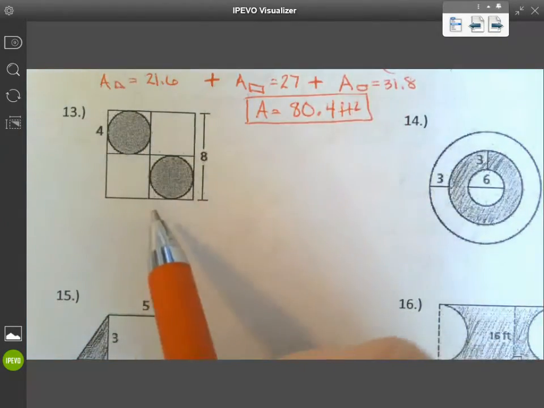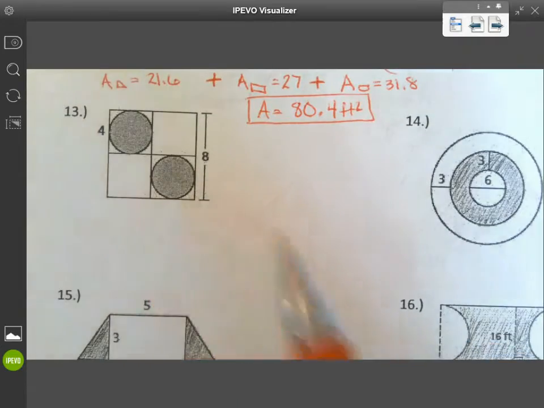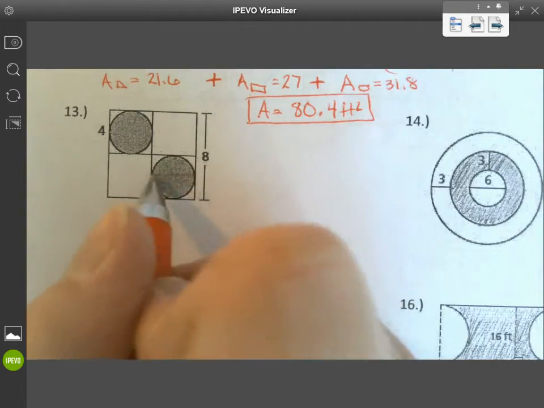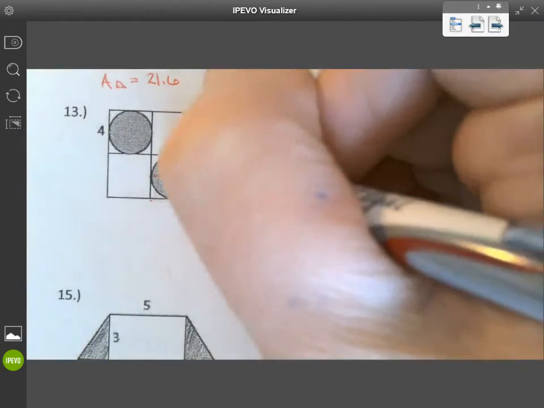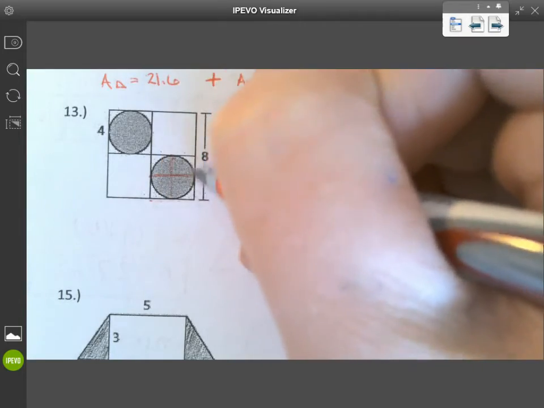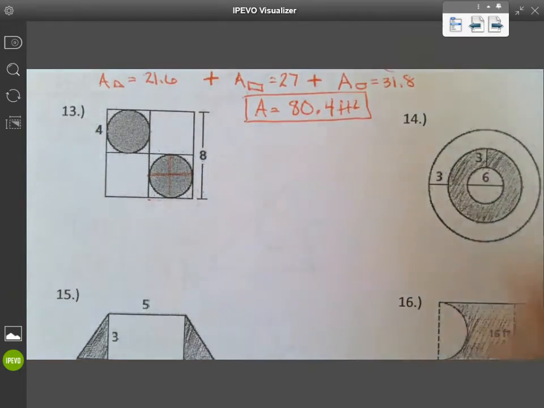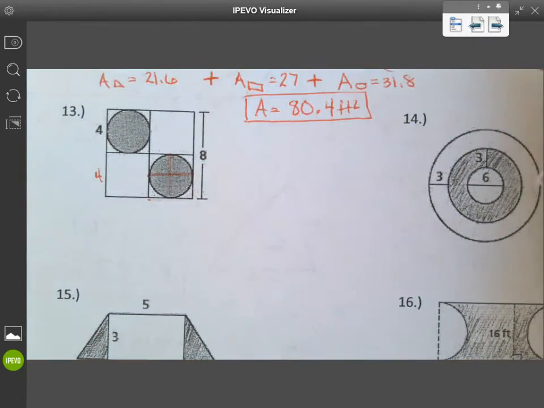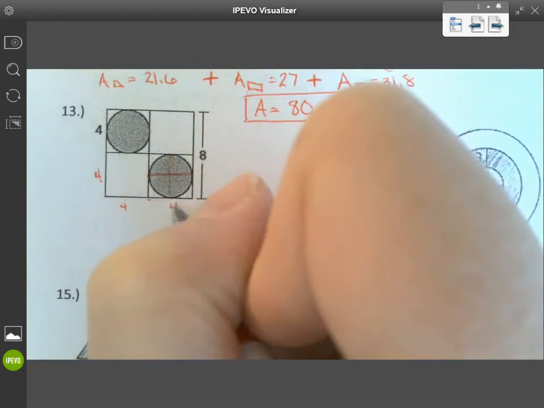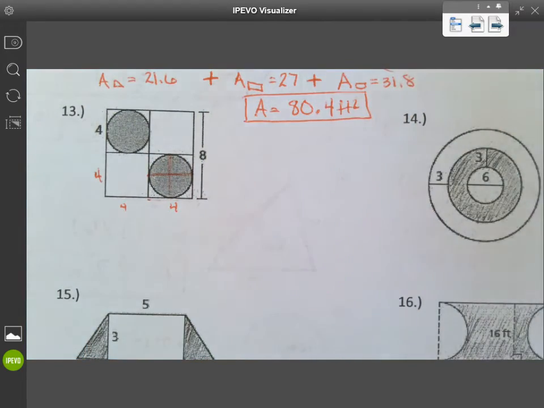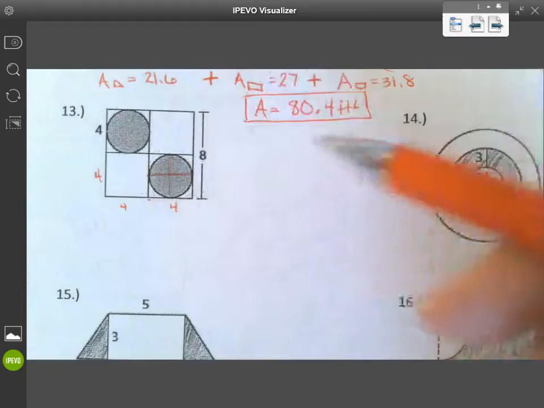So if this is a circle, it could only be inscribed in a square because it has to be the same distance across. This right here is the same distance as the base of your square. And this would also be the same distance as the side of your square. Now, if the whole thing is 8 and this piece is 4, wouldn't this piece also be 4? All right. And so we are looking at these as squares. So we're not assuming they're squares. We know they're squares because they're inscribed.